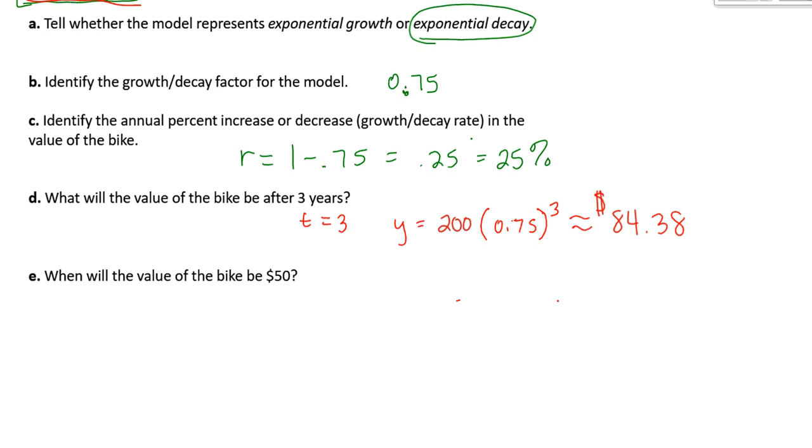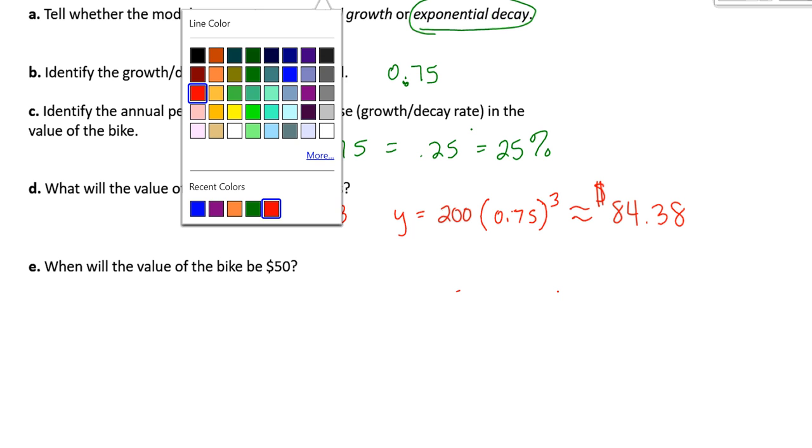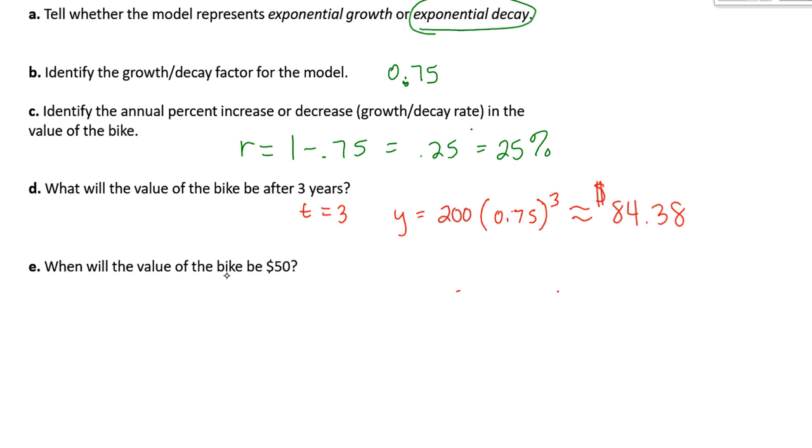Then this one says when. When will the value of the bike be $50? So now we're trying to find T. And this is our Y, or f of t, or whatever the function uses. Y, f of t, it doesn't matter.